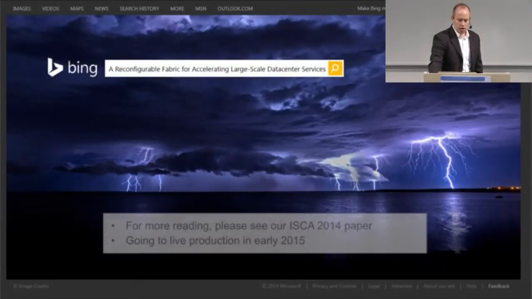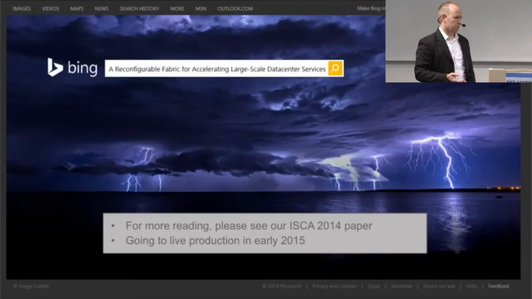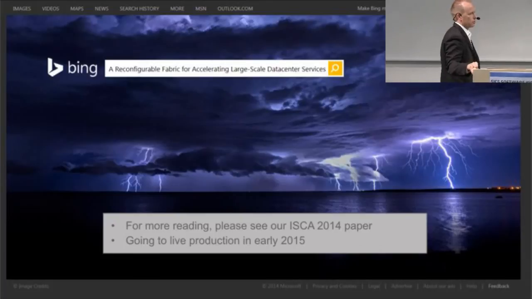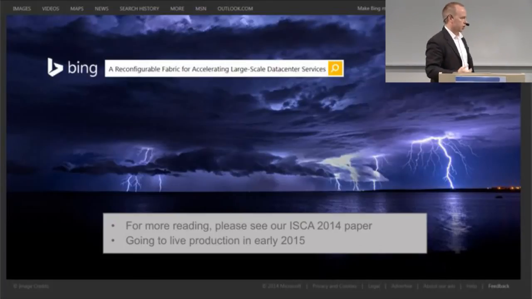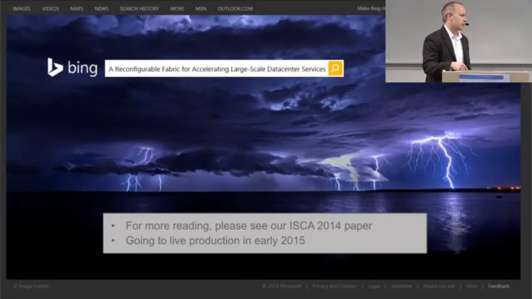And so what I'm happy to say is that they not only let us publish the work after the pilot was over, but the results were good enough that they decided to go to live production. Okay, so the next generation of the boards, which we haven't disclosed the architecture for yet, is being manufactured now, and we'll be going to full production in early 2015. And so you'll be able to do Bing searches, and those searches will be ranked on the FPGA fabric.